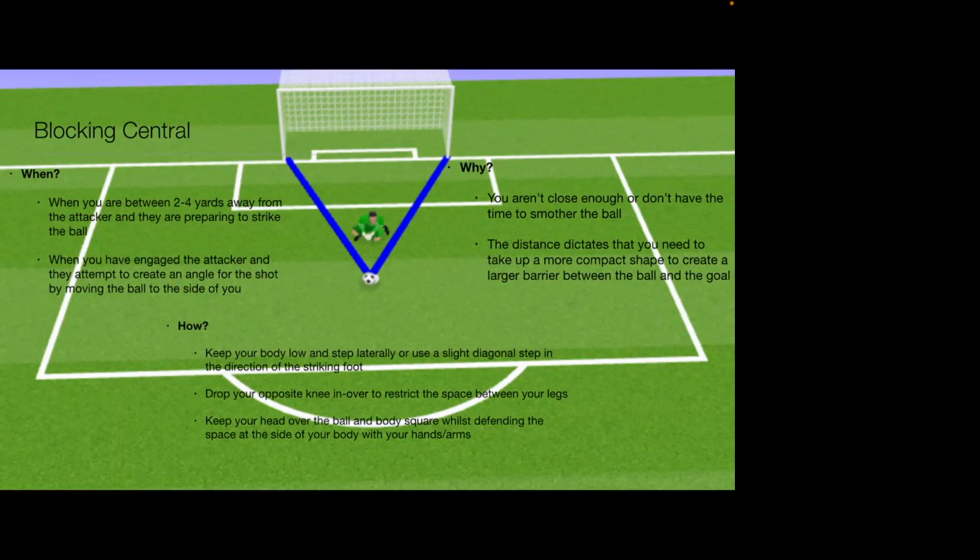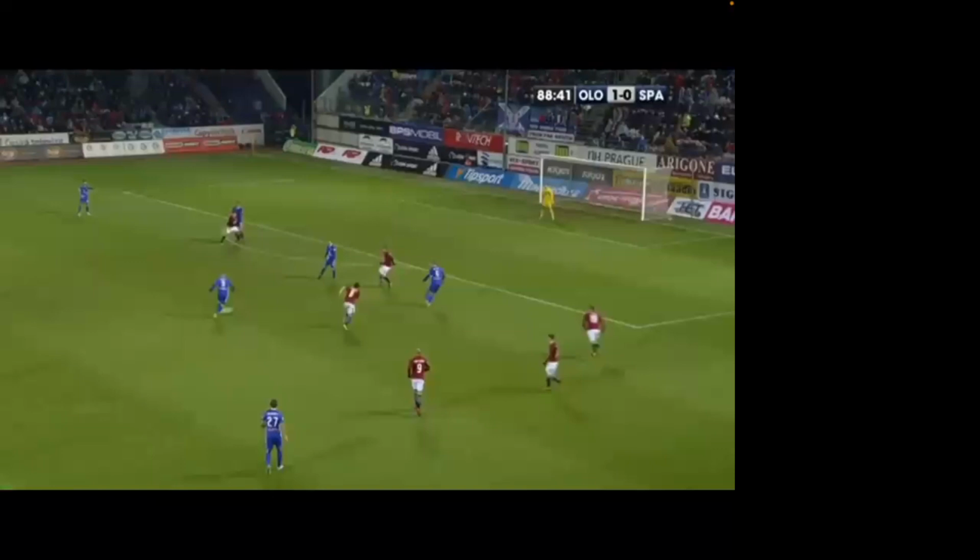So what this does is this limits any space over your body. So you're reducing the amount of space the ball can travel up over, and defend the space at the side of your body with your hands and your arms. So again, keeping them nice and tight. You don't want them coming way above your head, leaving gaps. You want them going towards the ball, restricting the amount of distance the ball can travel.